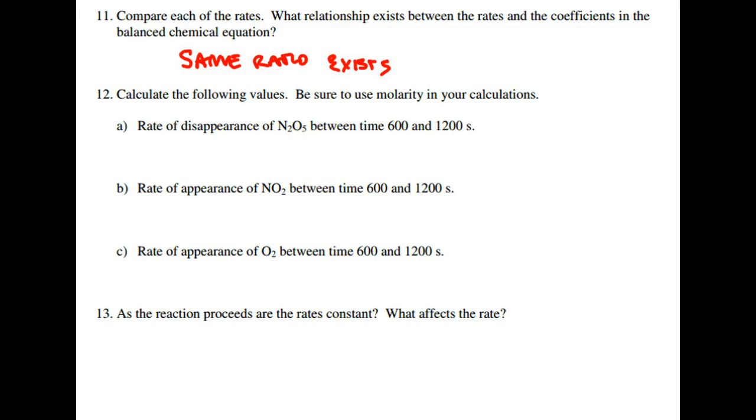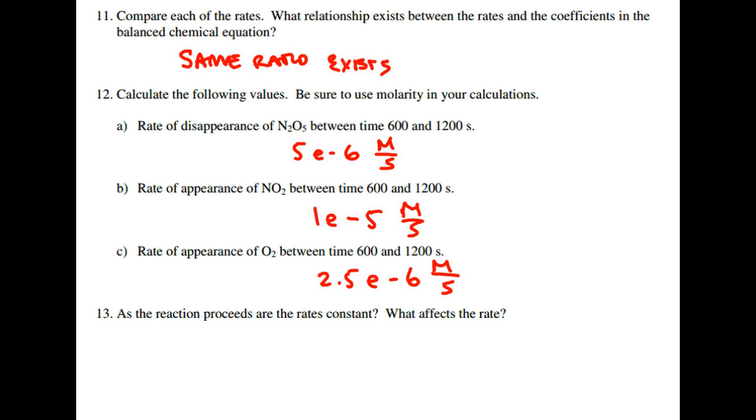For number 11, we should find that the same ratio exists between the rates of disappearance and appearance compared to the coefficients in the balanced chemical equation. For number 12, A, B, and C, you're doing it the same way you did number 10, A, B, and C. It's just a different number for the amount of moles lost, and therefore the number itself is going to be different. And number 13 is trying to wrap it up.